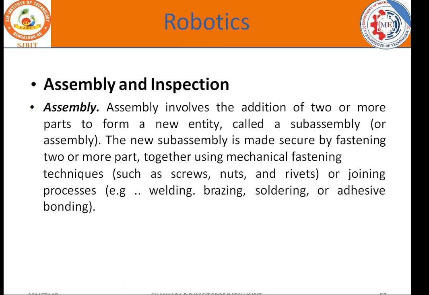If you want to carry out assembly and inspection, you will be adding 2 or more parts to form a new entity called a subassembly. This new subassembly is made secure by fastening 2 or more parts together with a mechanical fastening technique or joining process.